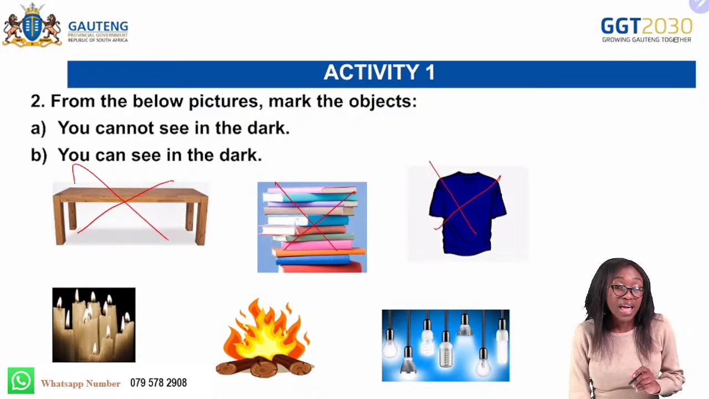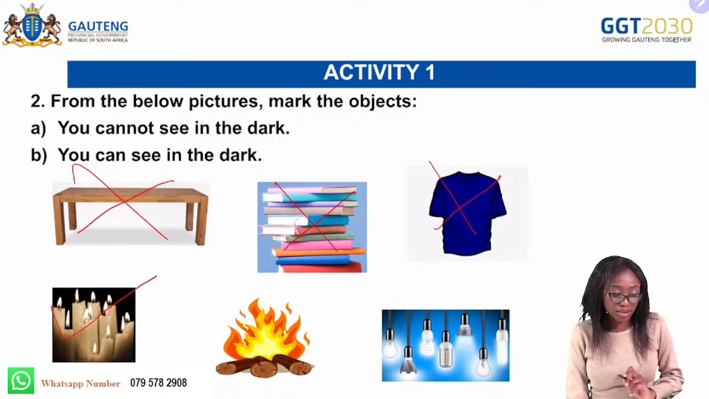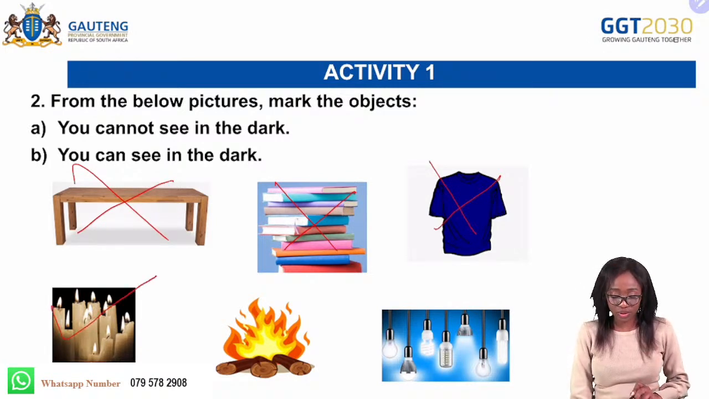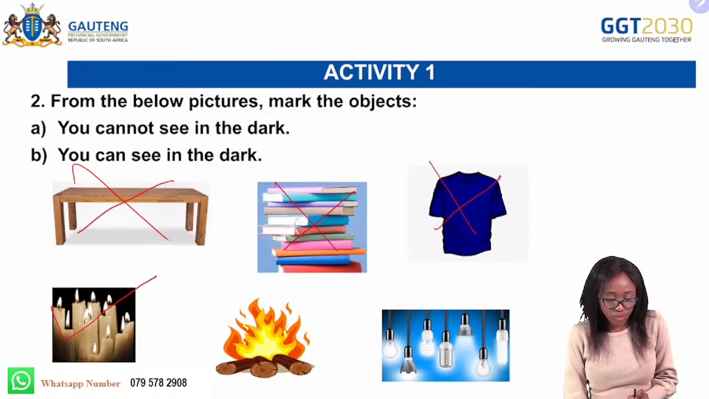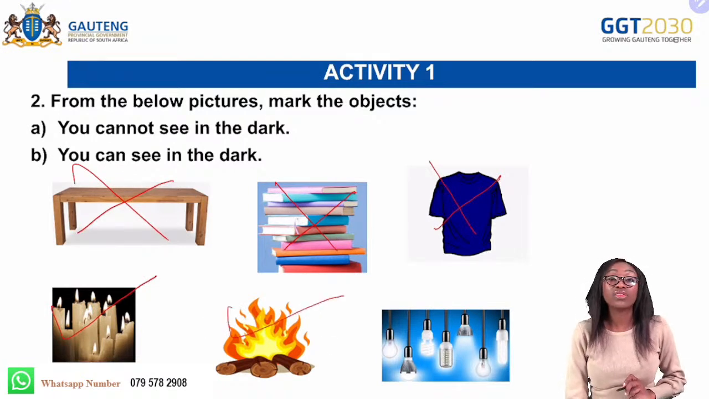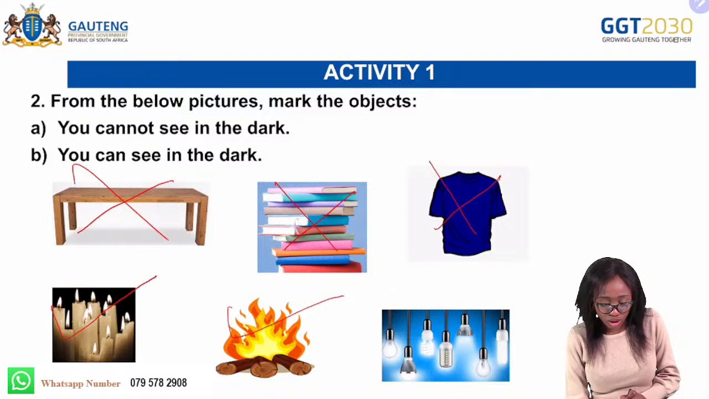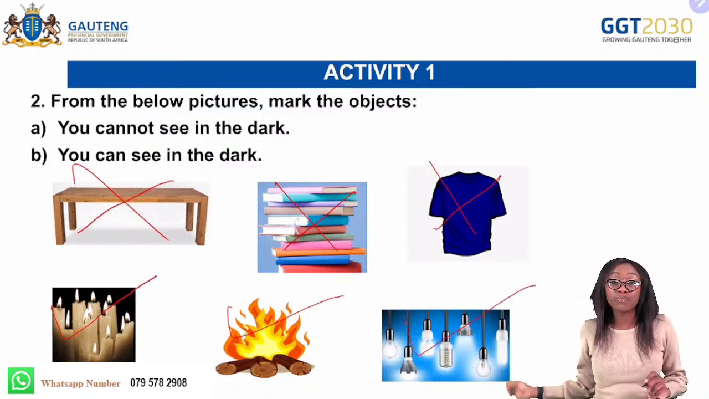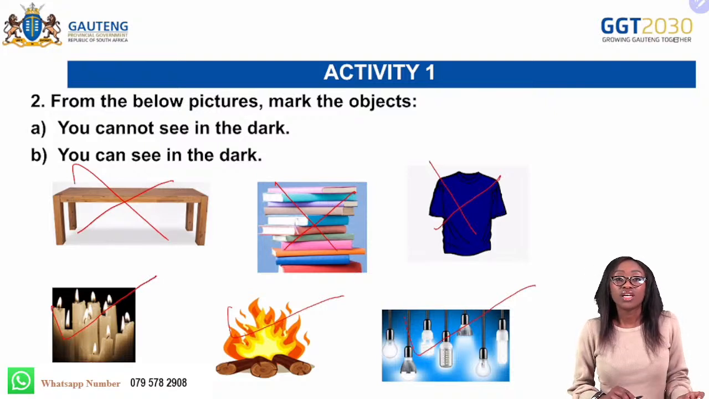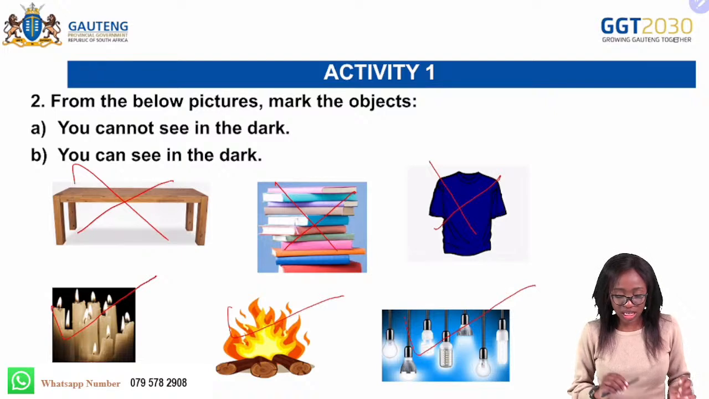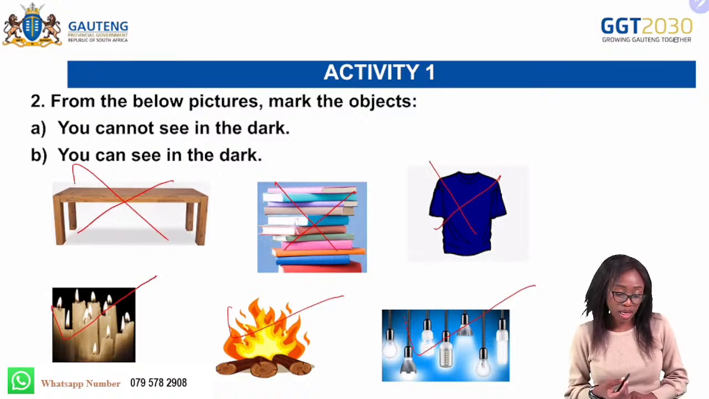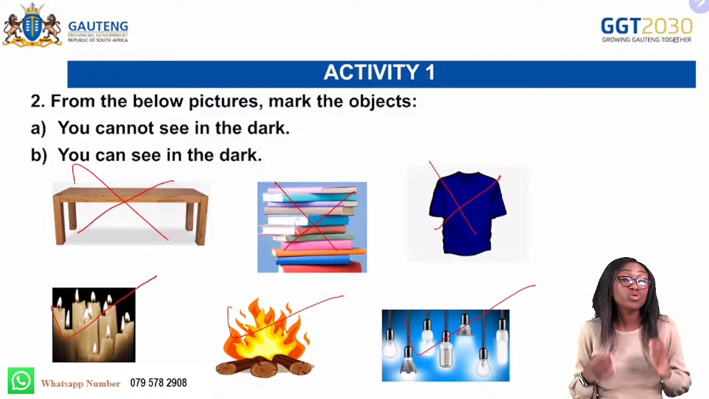Now, however, question B, you will be able to see a candle in the dark. You also will be able to see a fire in the dark. And you will be able to see a light bulb that is shining. If it's shining, you will be able to see it. So you will be able to see 3 of these items or objects, and you will not be able to see the other 3 of the objects.